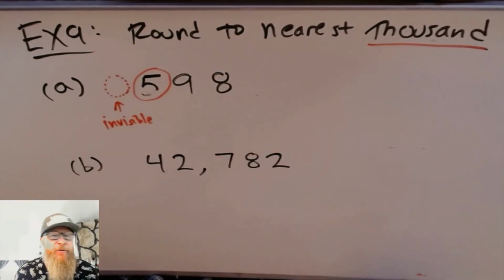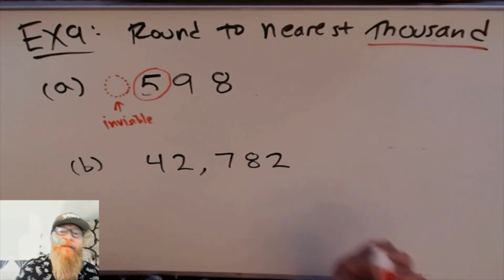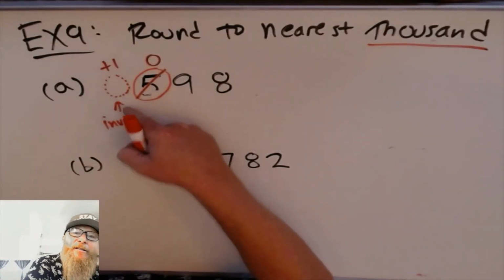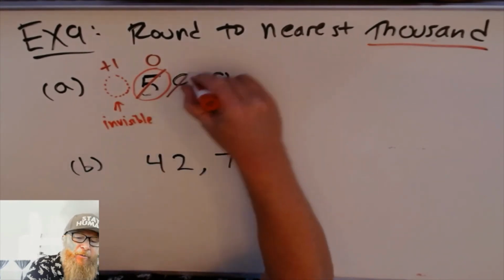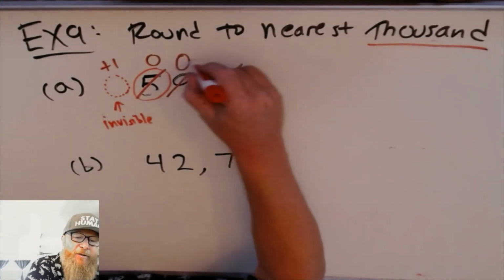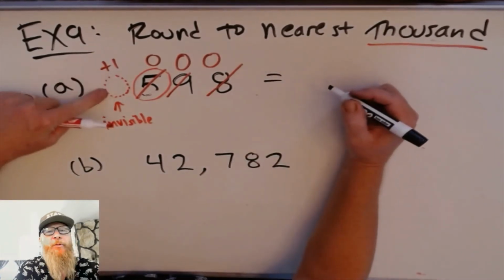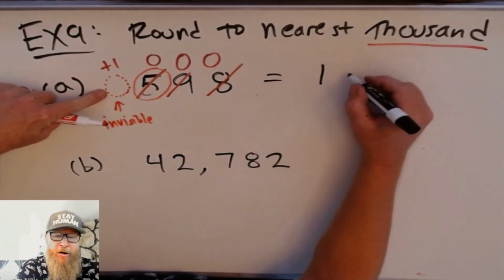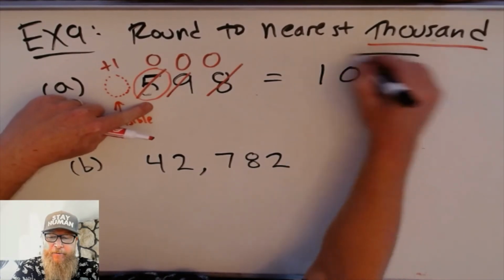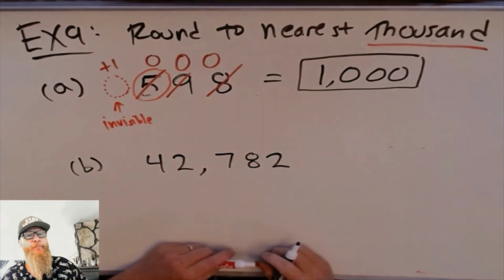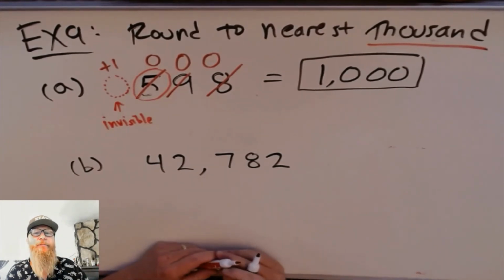Is 5 greater than or equal to 5? Yes. So we're going to add 1 to nothing. And then we're going to replace all of these digits with zeros. So 1 plus an invisible 0 is 1, followed by 3 zeros. And if you like, you can put a comma. If you don't need it, you don't need it.